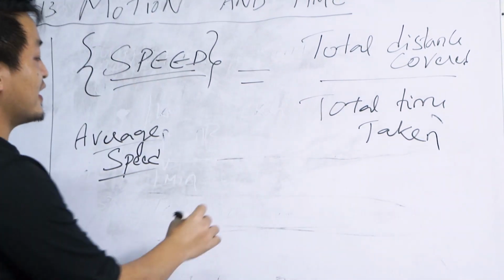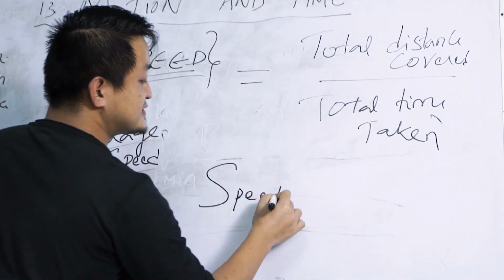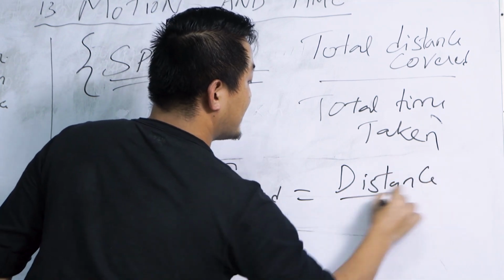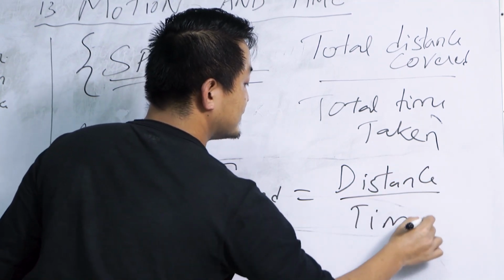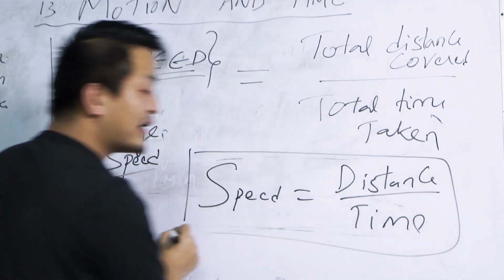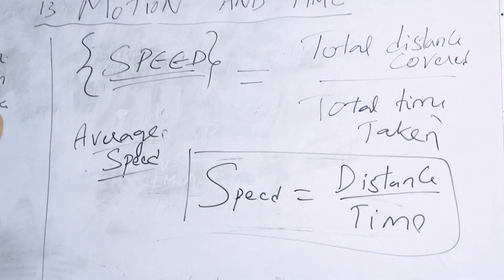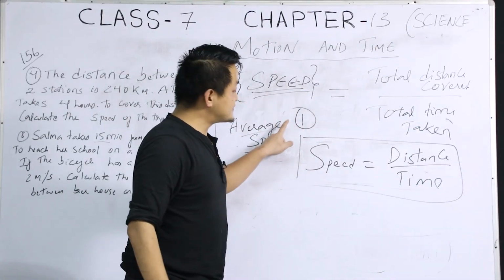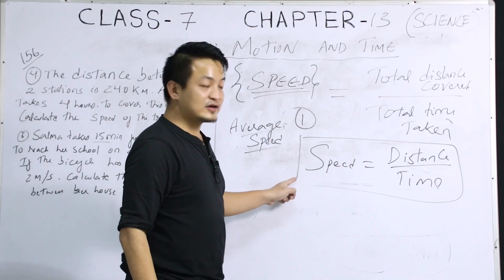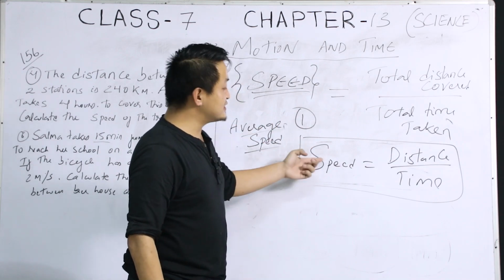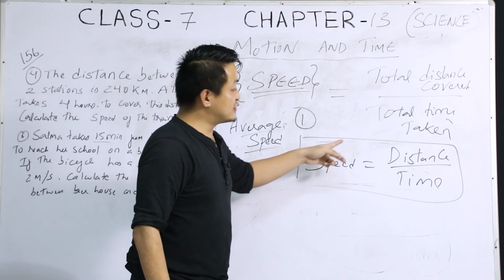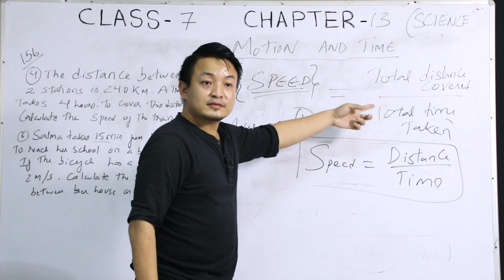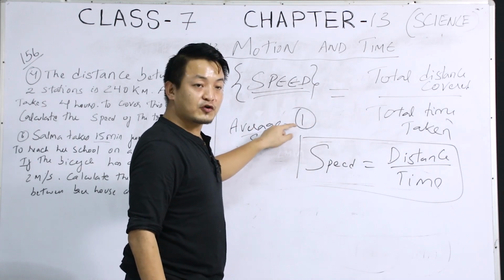So this is the formula, and in simple words you can write speed is equal to distance by time. So this is the formula, keep in mind. Now students, let's say this is number 1. This is the first formula to calculate the speed. The definition is very easy. Speed is defined as the total distance covered by time. Clear? So, this is the first formula.